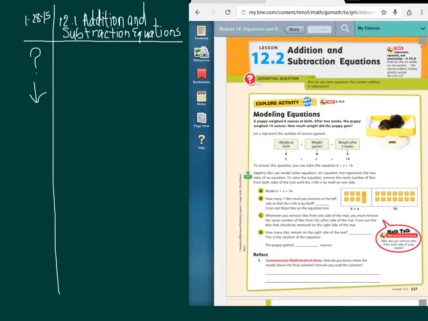Today's lesson is 12.2. Whoa. Make that a 2. Addition and subtraction equations. And go ahead and set up your Cornell notes. I'm going to keep talking, so if you need to, pause it so you can copy it down. Remember, the date you put is just whatever date you're doing it, not necessarily the date I'm making the video.